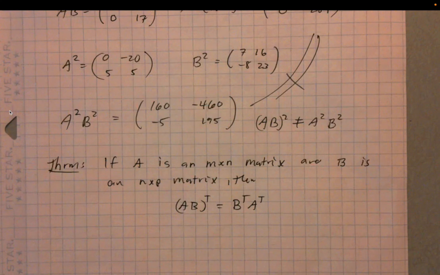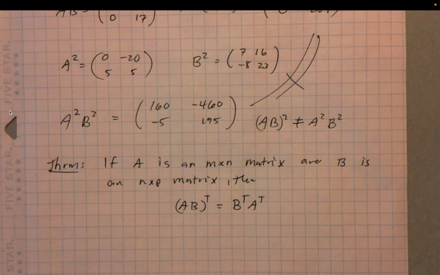That's kind of an unusual result, right? If I multiply two matrices together, A and B, and then I transpose the product, it yields the same result as transposing B, transposing A, and then multiplying those two matrices together in the reverse order. That's something a little bit surprising at first.